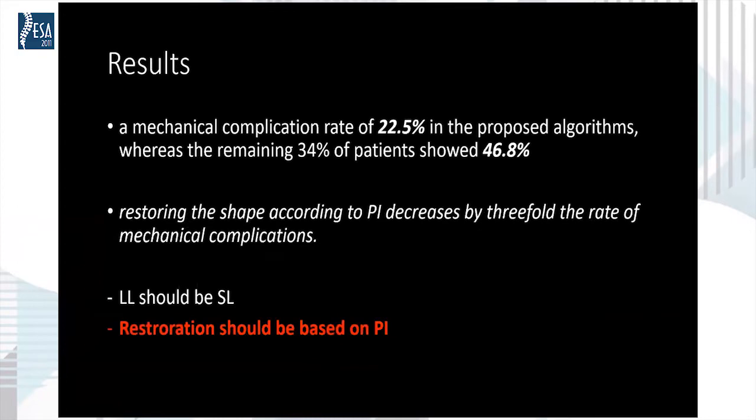22.5% in the proposed algorithm group had mechanical complications, whereas the remaining 34% of patients, the no proposed algorithm group, showed 46.8%. And restoring the shape according to PI decreases the rate of mechanical complications by threefold.